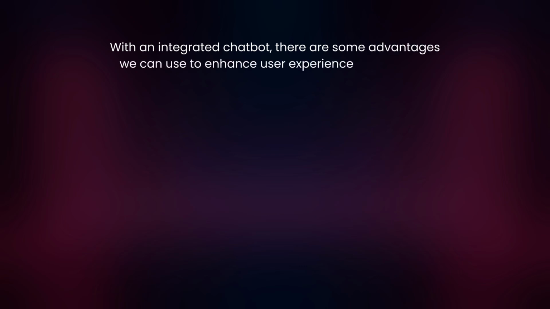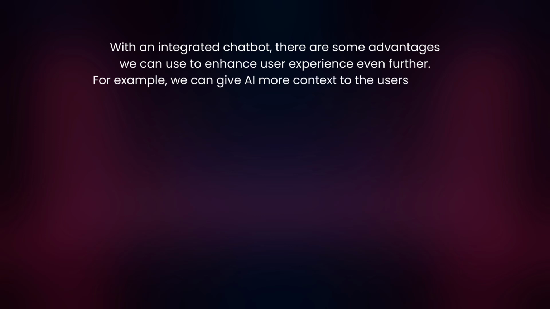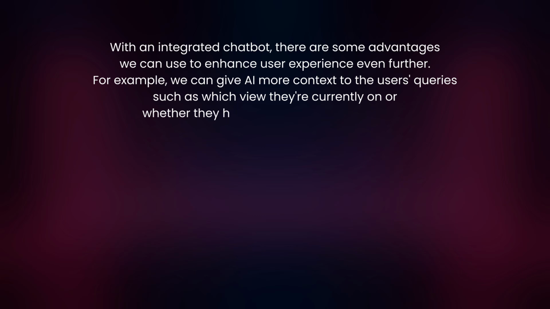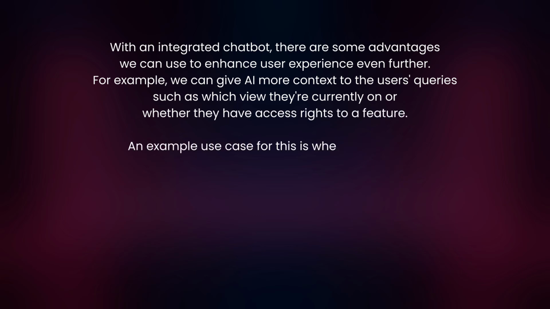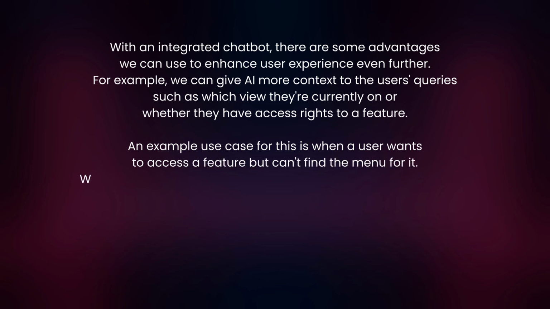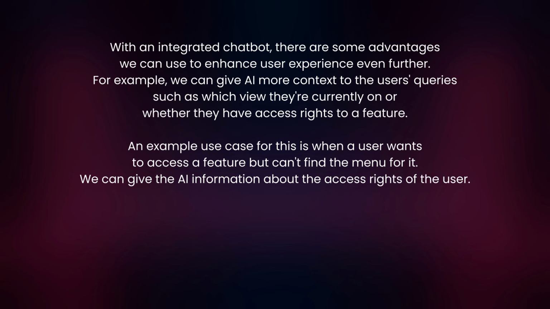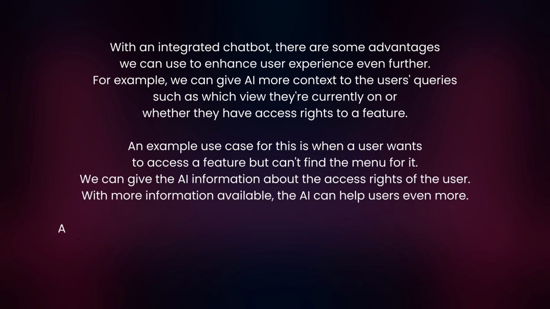Before we end this video, I'd like to mention a couple of notes. With an integrated chatbot, there are some advantages we can use to enhance user experience even further. For example, we can give AI more context to the user's queries, such as which view they're currently on or whether they have access rights to a feature. An example use case for this is when a user wants to access a feature but can't find the menu for it. We can give the AI information about the access rights of the user. With more information available, the AI can help users even more.